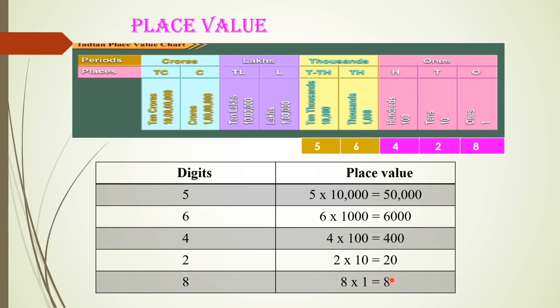So it is very simple to find the place value of a given digit in a given number. We just multiply by its place. If 2 is at 10's place, you multiply by 10. Suppose 3 is at lakh place, so you multiply 3 by 1 lakh. That means the place value of 3 is 3 lakh. If 3 is at lakh position, then its place value will be 3 lakh. Okay, so this is very simple. Place and place value depend upon the Indian place value chart.